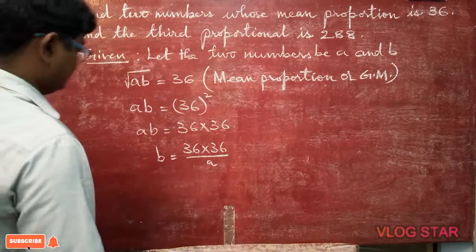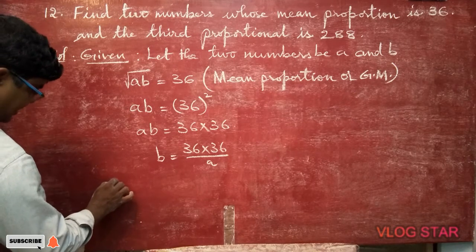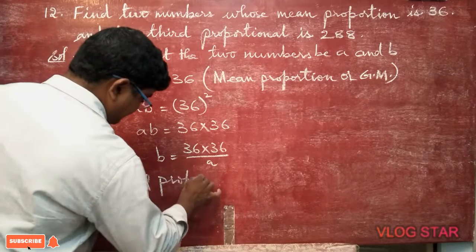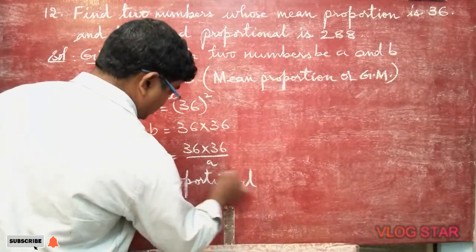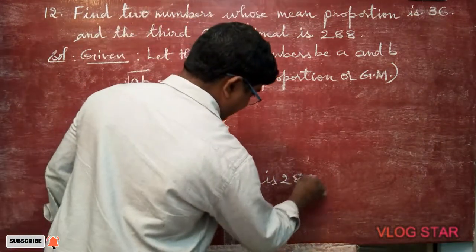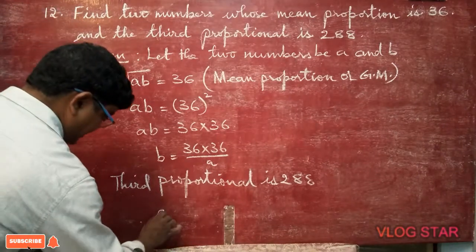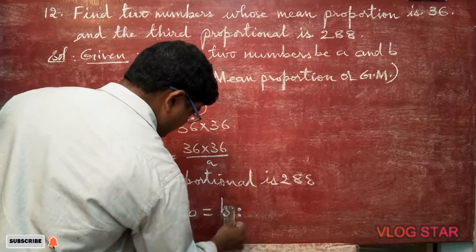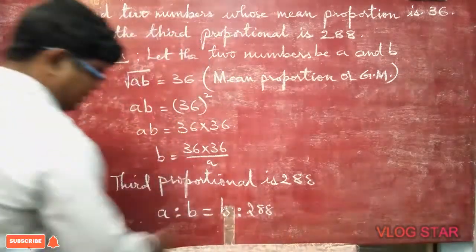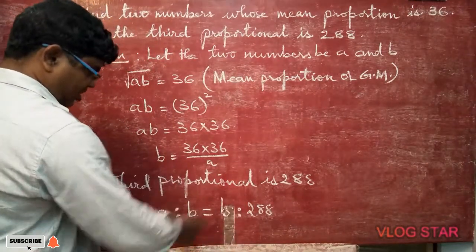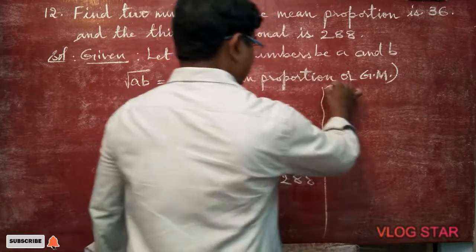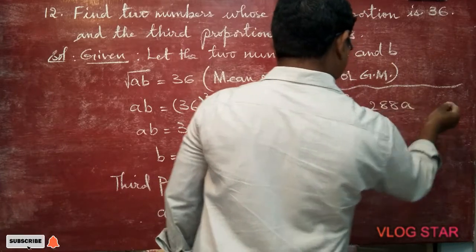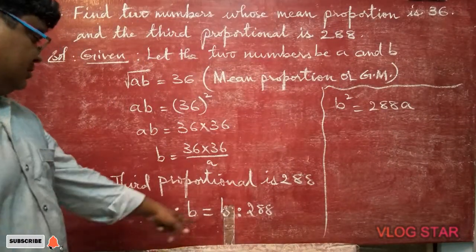Next, what are they telling? The third proportional. How much have they given? The third proportional is 288. The meaning of that is: A is to B is equal to B is to 288. Now product of means, we will get B square is equal to 288A.